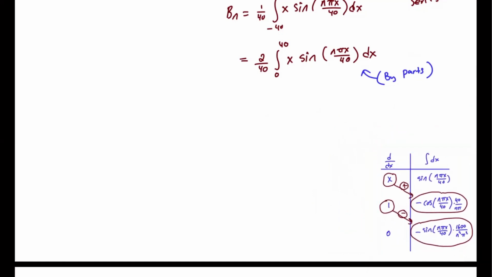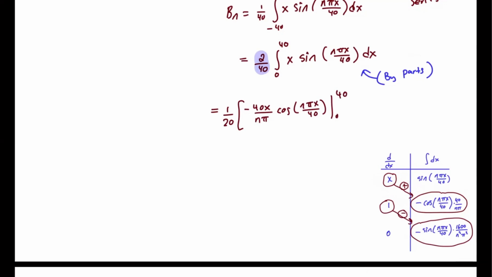So this integration will result in x times that function. So we'll have 2 over 40. I can also simplify that. That's 1 over 20. So we got 1 over 20. All right, now the integration. So we have x times this function right here. So it'll be negative, let me write it this way. We got negative 40x over n pi times cosine of n pi x over 40. Evaluate this from 0 to 40.